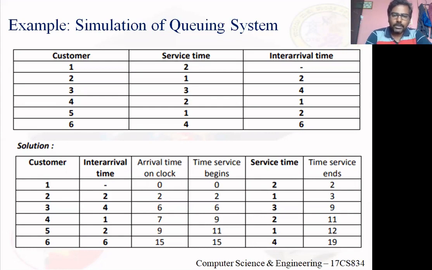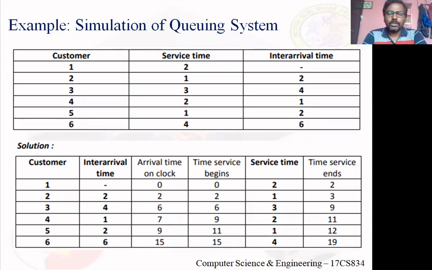So what does service time actually indicate? From the moment the service begins for the ith customer to the moment the service ends, that is the service time for that ith customer. Got it? Clear? Now there are six customers, so six service times are given, because each customer will have a service time. They have come for some service, right?